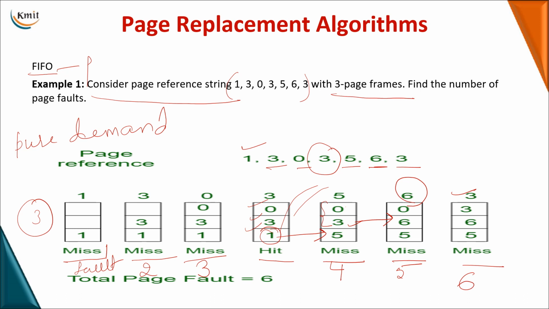The count of it would be 6. And among 0, 6, 5, which has entered into the queue at the starting level, it was 0. So now 0 would be replaced with the current string. What is it? 3. So the number of page faults for this algorithm would be 6. So this is how you calculate the number of page faults for the given page reference string and the frame size.